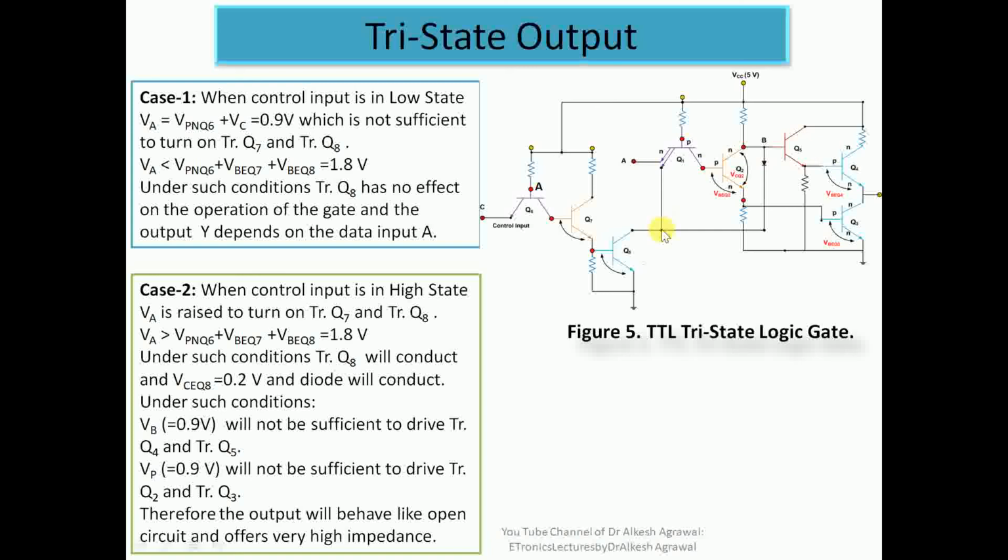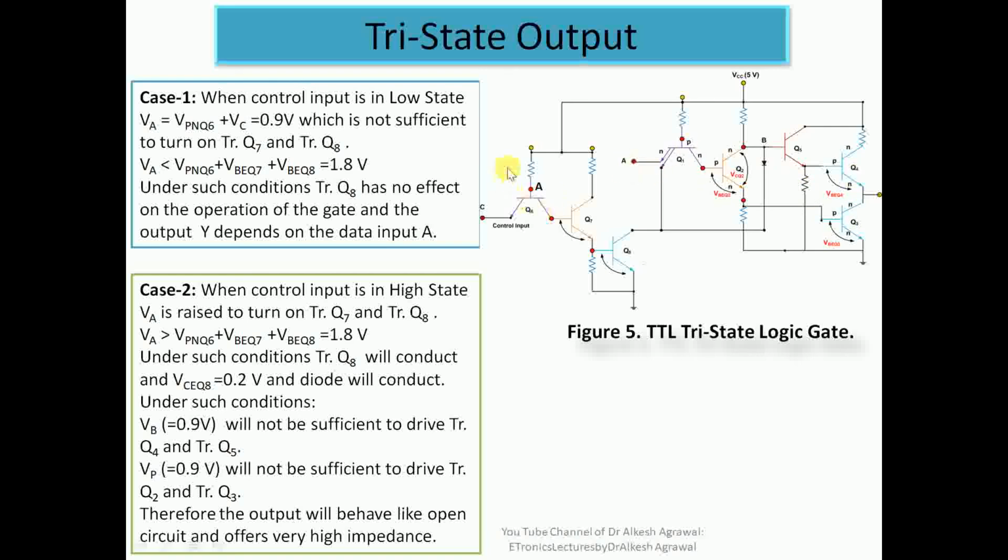Second, when potential at this point is low, 0.2 volt, again the potential at this point will be 0.9 volt, which is not sufficient to drive Q2 and Q3 into conduction and then saturation mode. Again Q2 and Q3 will be in cutoff mode, and therefore when control input is high, the transistors Q3 and Q4 will go into cutoff mode, and this is called high impedance state. So this is the second condition.